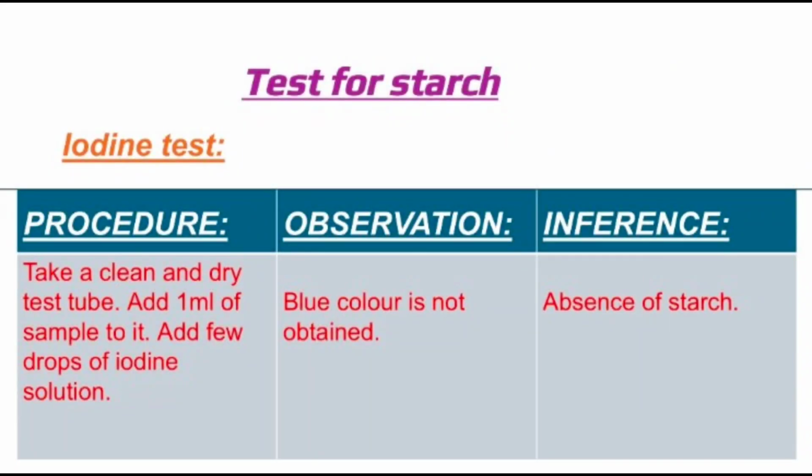Test for starch: iodine test. Procedure: take a clean and dry test tube and add 1 ml of sample to it. Then add a few drops of iodine solution.